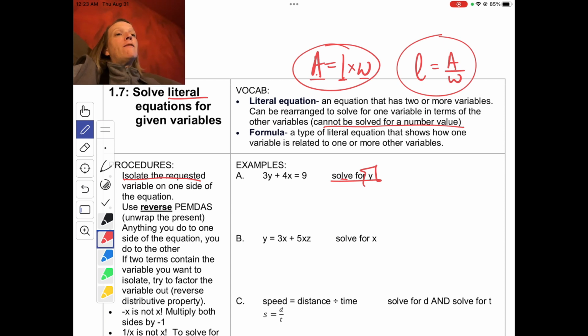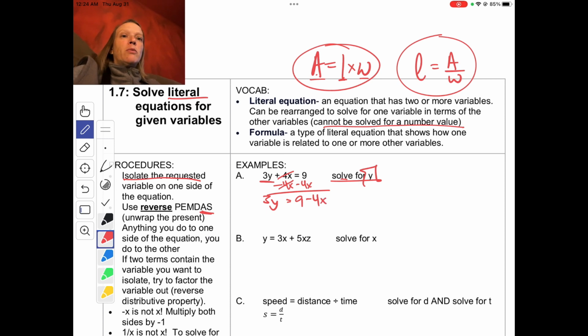So to do that, first of all, to get y all by itself, I'm going to have to get rid of this x that's kind of attached to it. Remember, reverse PEMDAS, I want to focus on the addition subtraction that I'm getting rid of first. So the 3y is being added to the 4x. I'm going to want to subtract away that 4x from both sides of the equation. And I get that 3y, remember this 4x cancels out here, 3y equals 9 minus 4x.